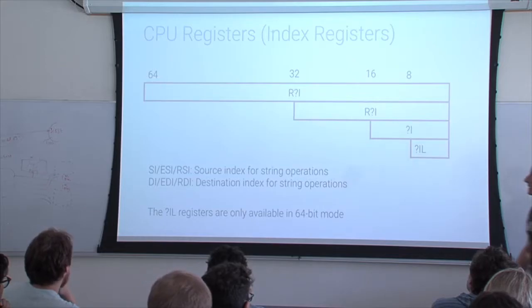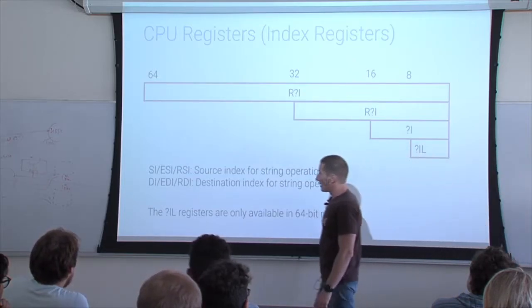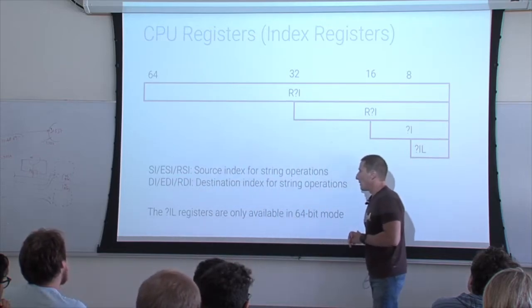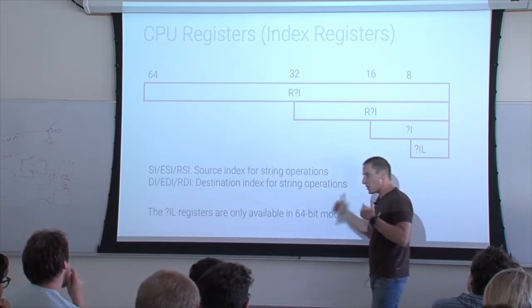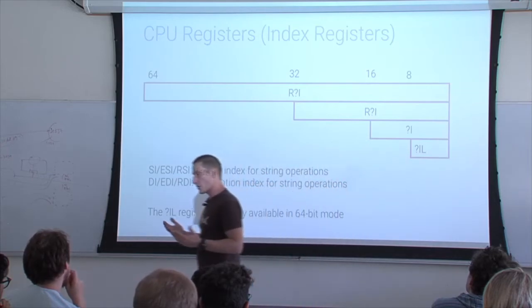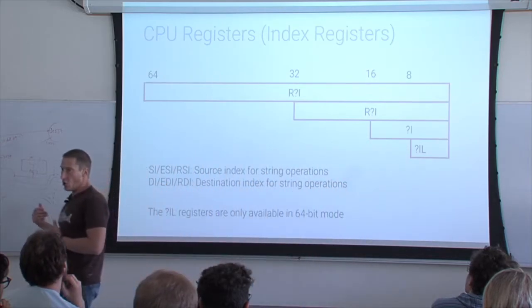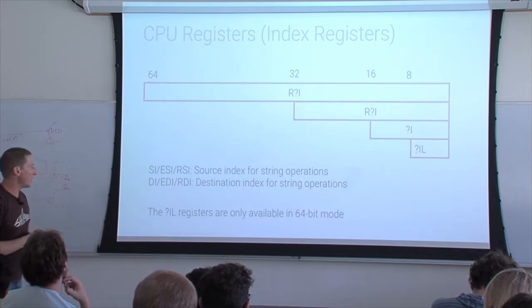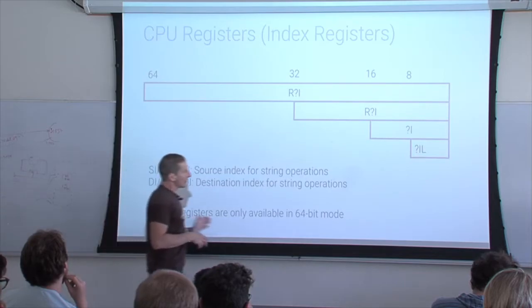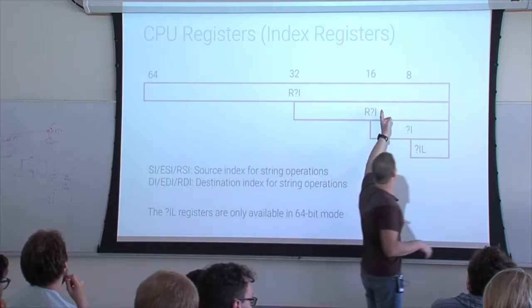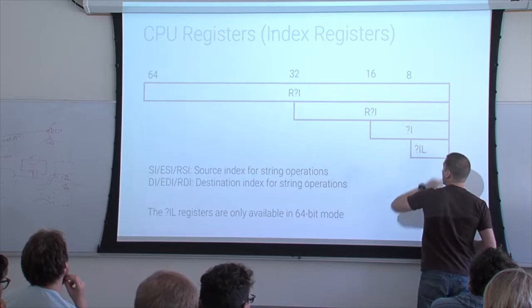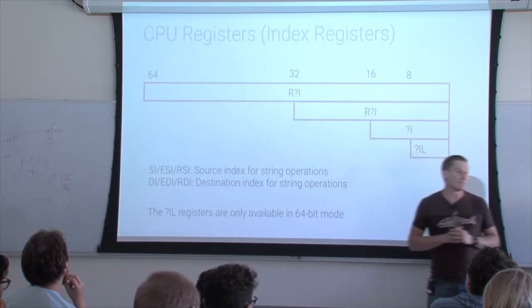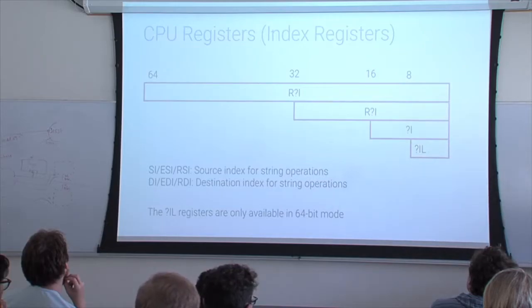Then you have index registers, typically RSI, RDI, ESI, EDI. Usually used as source and destination index in string operations. As we will see, they are also used, for example, for passing parameters in 64-bit mode. And similarly to the pointer registers, they have the 32, 16, and 8-bit versions, where the 8-bit version is only available in the 64-bit architecture.